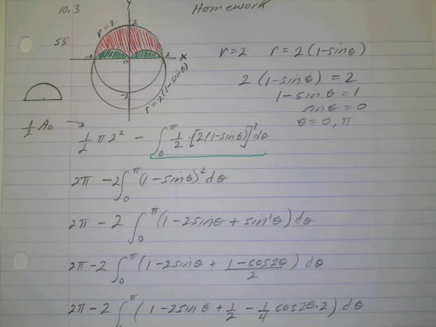Okay, another problem from section 10.3, and this is number 55. We want to find the area that's inside the circle, r equals 2, but outside the cardioid, r equals 2 times 1 minus the sine of theta. So I graph both of these.